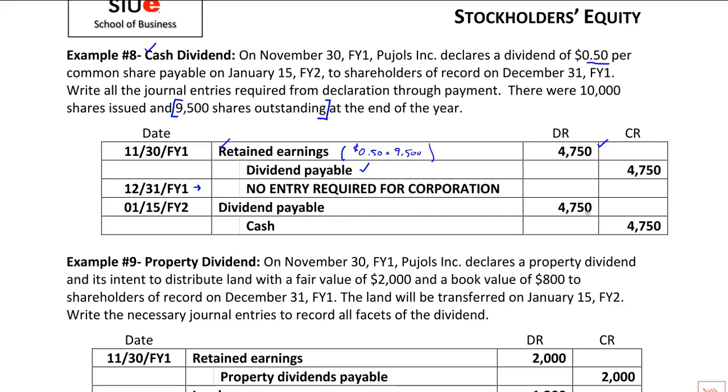On the payment date, you remove the liability and you credit cash. All right, so net what happens? You reduce stockholders' equity and you reduce an asset. So total stockholders' equity declines and total assets decline. These two just wash out. The payable just washes out.